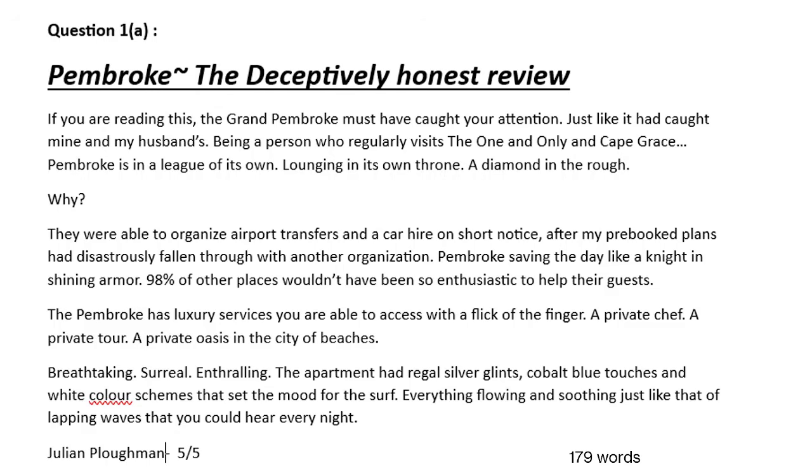Okay, the apartment has regal silver glints, cobalt blue touches, and white color schemes that set the mood for the surf. Okay, again, how is that telling me as a person that wants to find out, is it a nice place to stay? And what are silver glints? What are cobalt blue touches? What is that? Is that the view? Is that the interior? Do not expect the examiner to know these things.